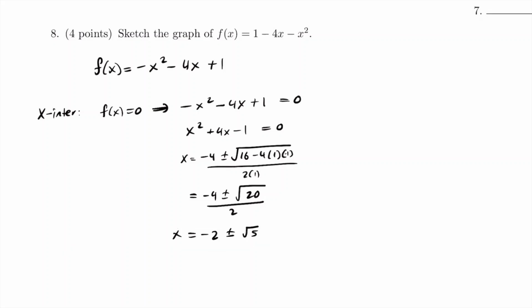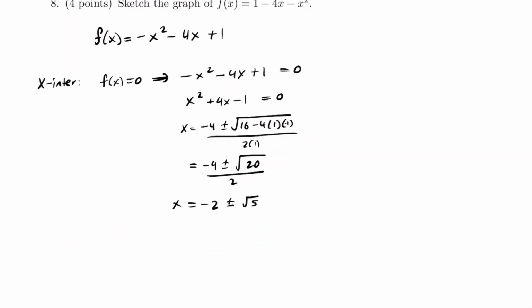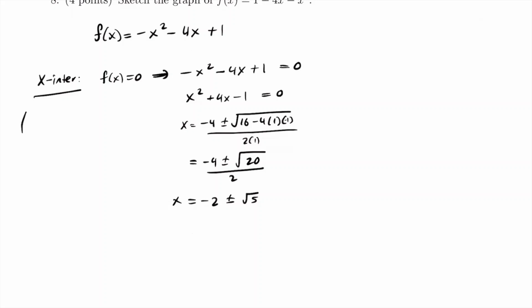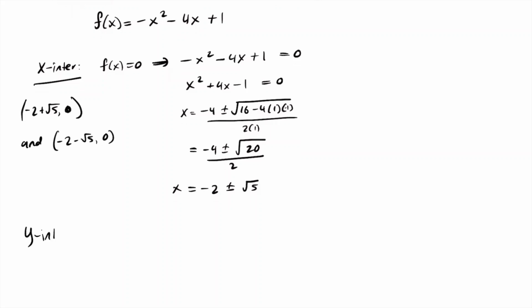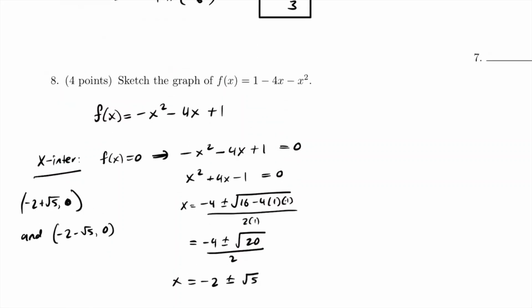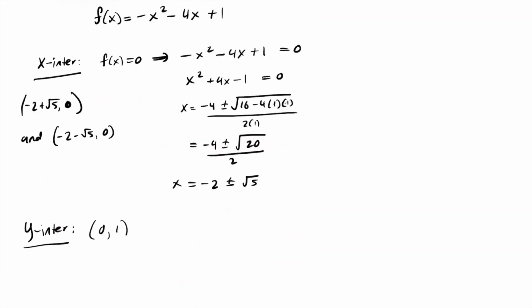So as a pair of coordinates, we can write this as negative 2 plus square root of 5, comma 0, and negative 2 minus square root of 5, comma 0. So these are the two x-intercepts. Now for the y-intercept, we're going to set x to 0. Now that's easy to compute. When x is 0, then these terms will drop out, so you just get 1. So the y-intercept is (0, 1).